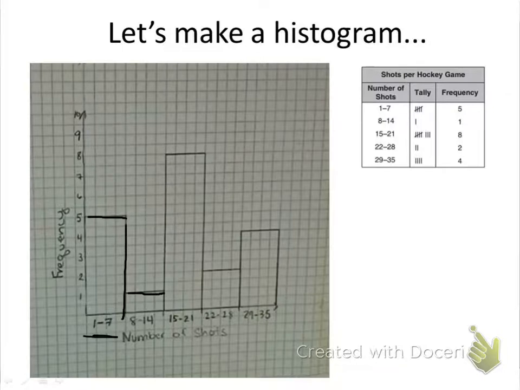Then I looked at the next one. 15 to 21 had a frequency of 8. So I drew my line way up here and then connected it down the sides. Please make sure you use a ruler so they don't end up squiggly like that. The next one, for an interval of 22 to 28, had a frequency of 2. And 29 to 35 had a frequency of 4.